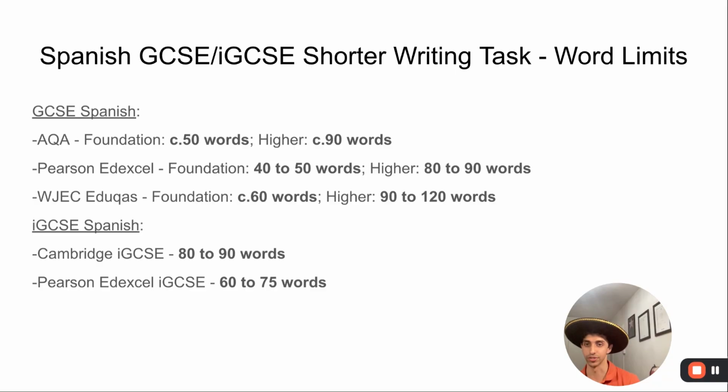So if you're doing foundation tier, just look at the foundation tier for your particular exam board. If you're doing higher tier, only have a look at the higher tier one for your exam board, not the other ones. And it's good to be aware of this and to make a note of it as early as possible as well. For iGCSE exam boards, then of course there's no distinction there between foundation or higher tier.